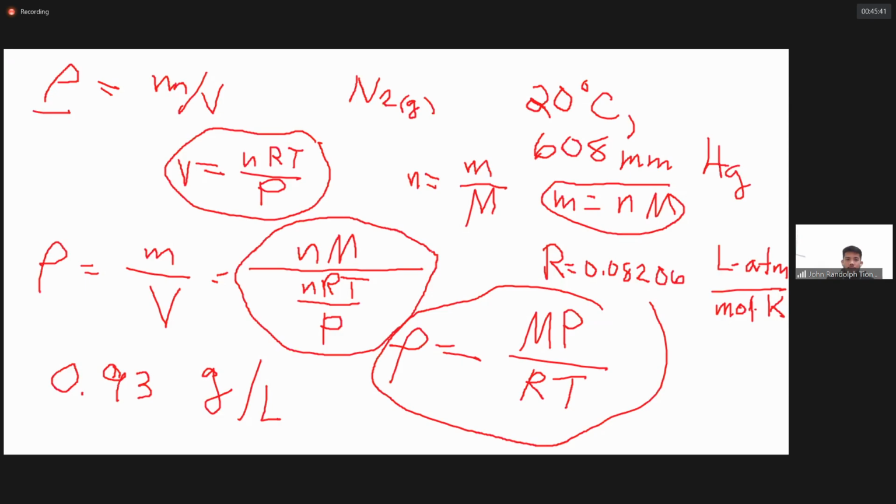So, ayan. 0.93 grams per liter. Bakit grams? Kasi sa unit sa molar mass, naka-grams yon. Yung mole doon, maka-cancel. Sa pressure is ATM, pero may ATM din doon sa R, maka-cancel din. Sa temperature is kelvin, pero may kelvin din dito sa R, so you were left with liters na lang. Itong liters dito sa R na unit.